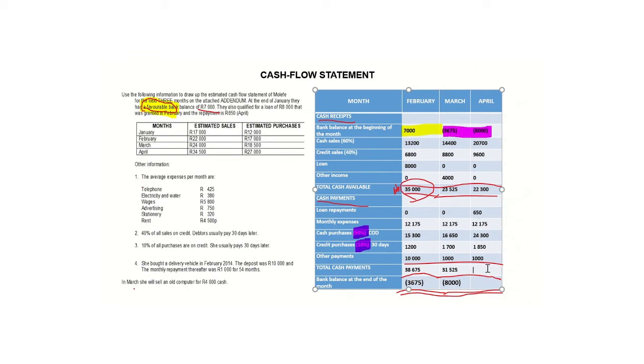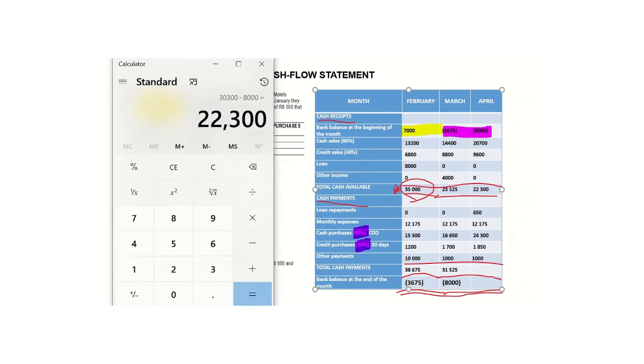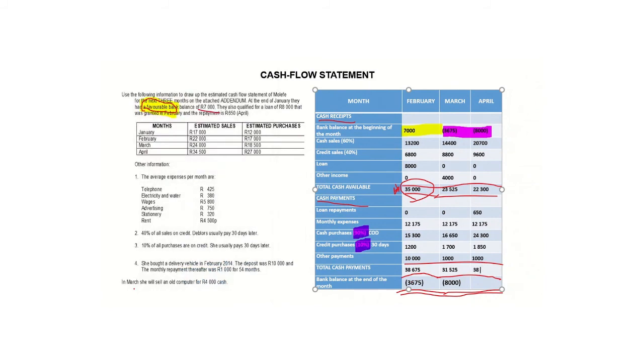So we have to do our total payment. How much do we need to pay during April? Yeah, we need to pay 650 for the installment of the loan plus 12,175 plus 24,300 of purchases plus 1,000 rand of the other payment of the car. So in total, we must pay 38,125. We've got 22,300, we must pay 38,125.